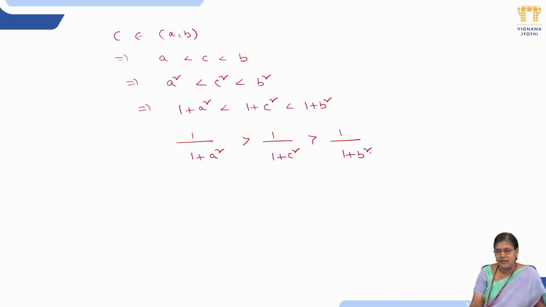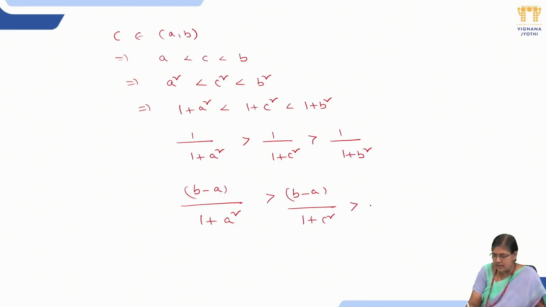But our inequality is b minus a by 1 plus a square. So now multiplying the above expression on both sides by b minus a, we have b minus a by 1 plus a square is greater than b minus a by 1 plus c square is greater than b minus a by 1 plus b square. Take it as equation 2.